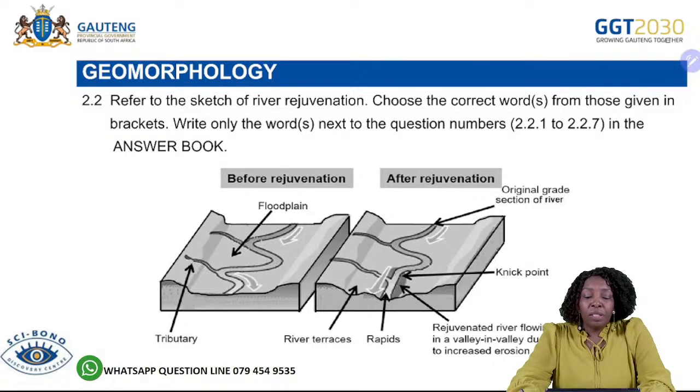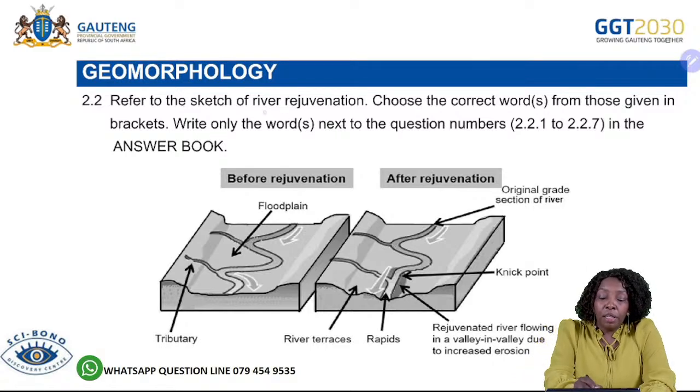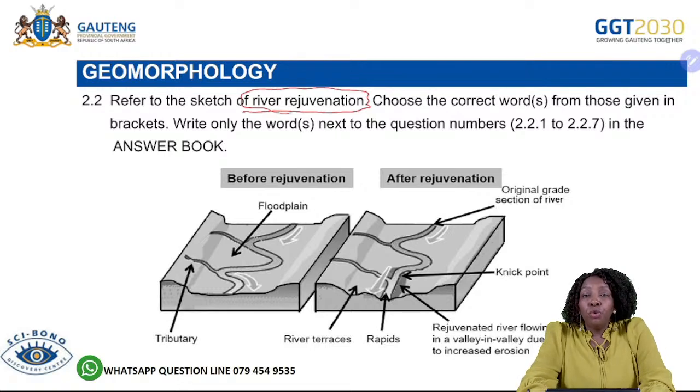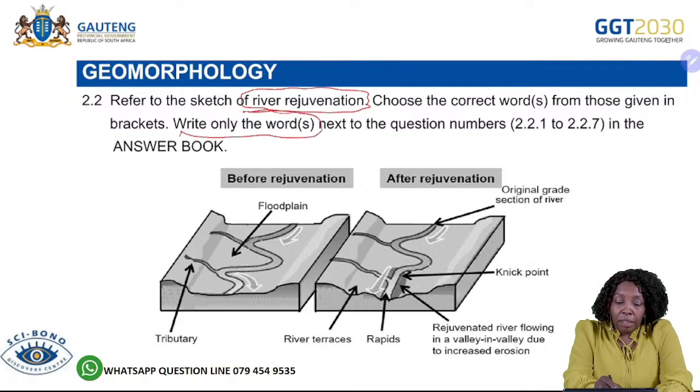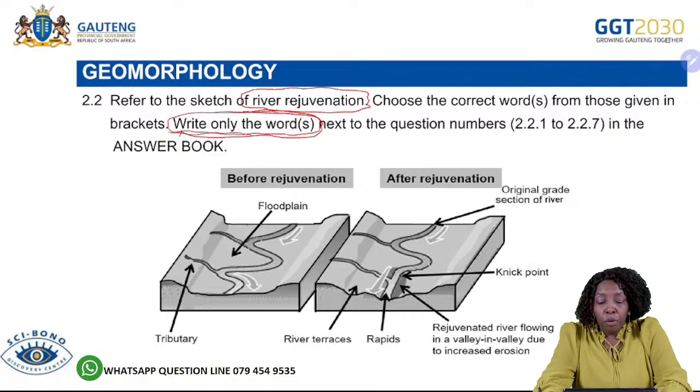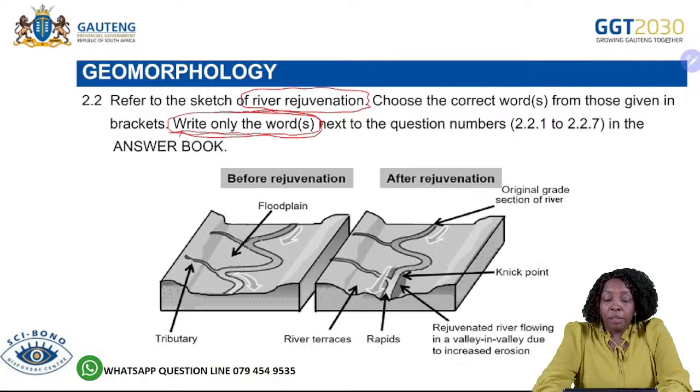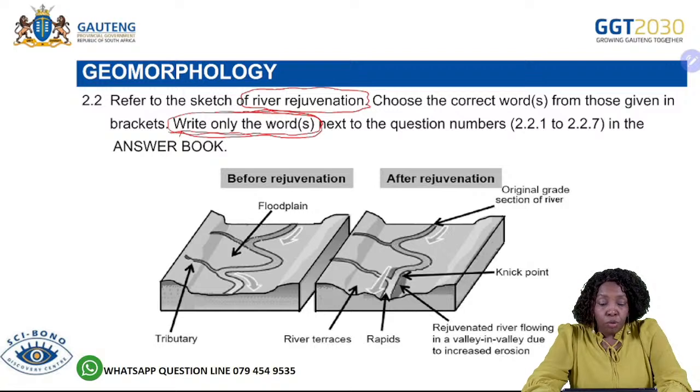It says, refer to the sketch of river rejuvenation. So now we are looking at the river rejuvenation. Choose the correct word or words from those given in brackets. Write only the correct word next to the question number in the answer book. Please take note of the instructions. If you are asked to give only the word, do so, as rewriting the questions would waste your time and you will not be able to finish your exam.